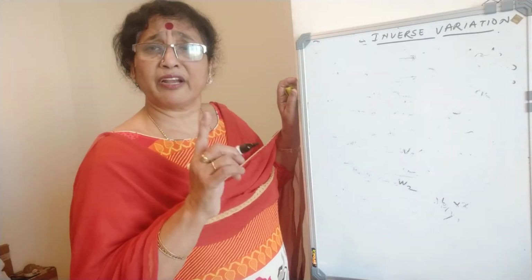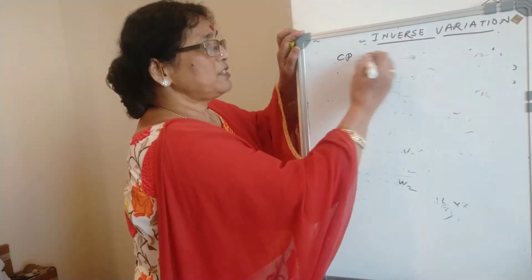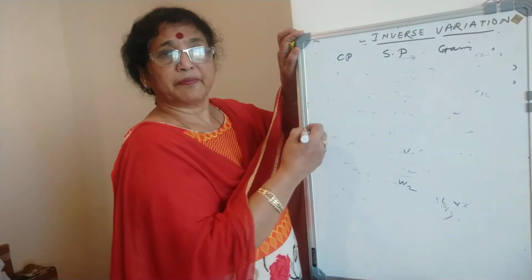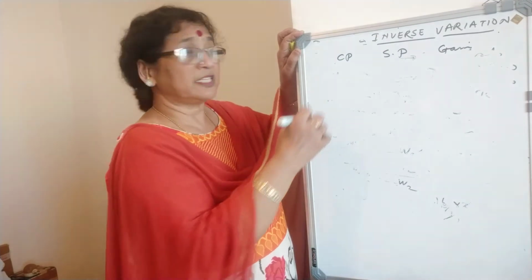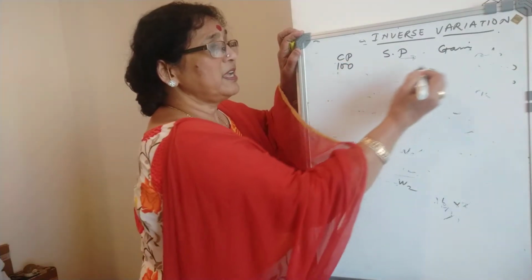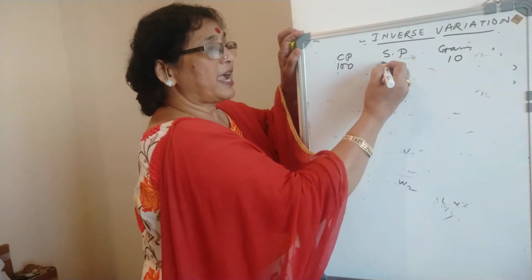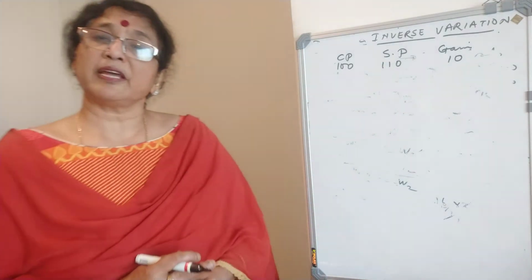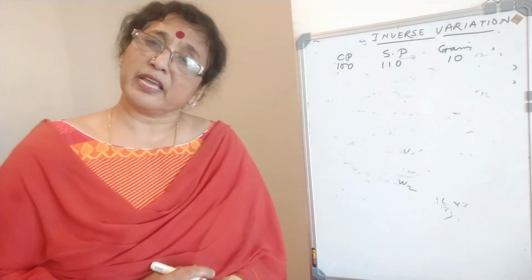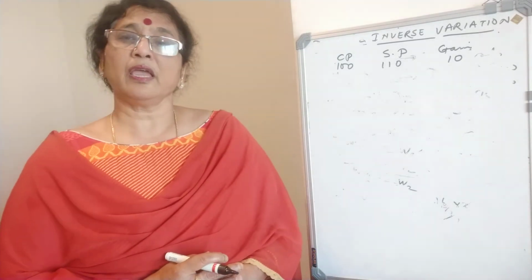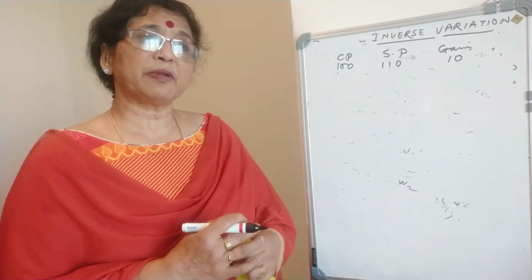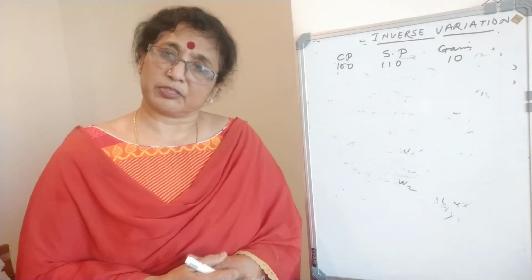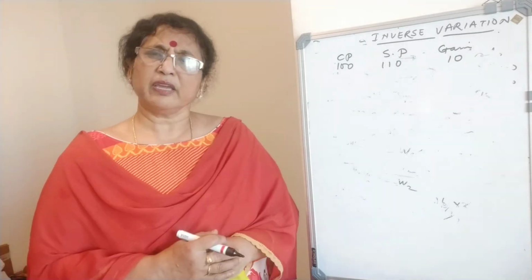Percent means on 100. So you have a cost price, you have a selling price, and you have a gain. It was given gain percentage, so we start with percentage. That means if cost price is 100, gain is 10 rupees and selling price is 110, because selling price is cost price plus gain in rupees. And cost price, if selling price is given, then selling price minus gain is cost price.